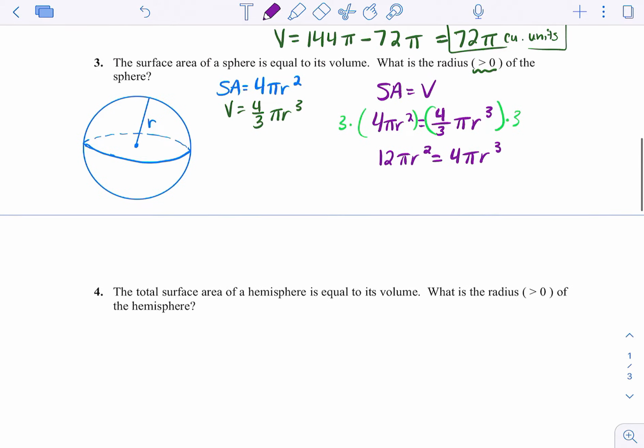So instead, we're going to use factoring. So I'm going to subtract 12 pi r squared to the other side. And if you want, we can cancel out the pi's. So let's do that. Let's cancel out the pi's.